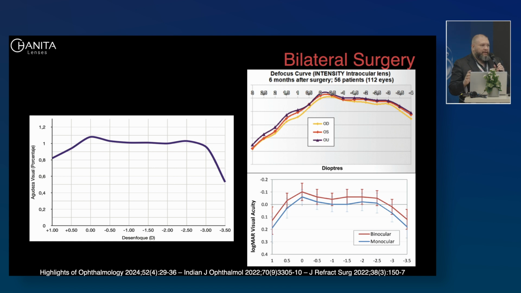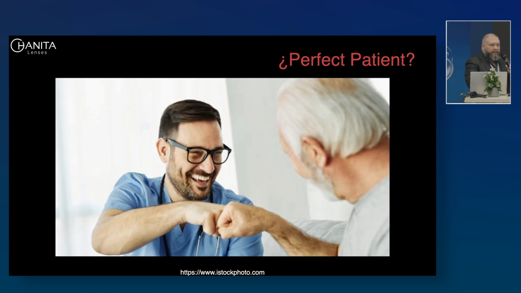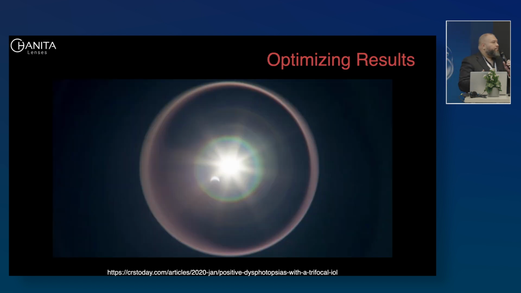But the problem is that when we see this kind of research, we are always focusing on the perfect patient, the patient who's got a completely normal cornea, the patient who has all the time in the world to neuroadapt, the patient who hopefully is a little bit hyperopic, and not all of them are perfect patients. And there is no perfect lens 100%.